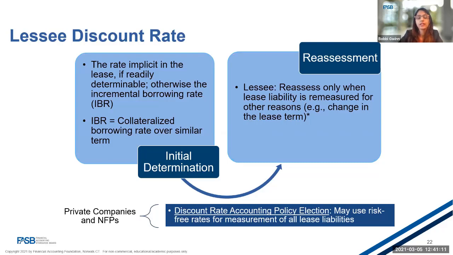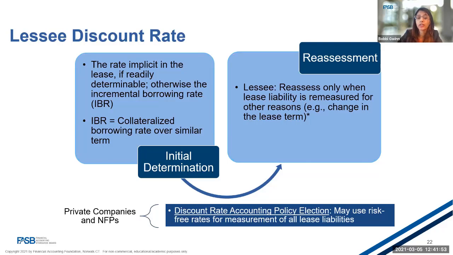The definition of IBR has changed in 842. It requires a lessee to use a collateralized borrowing rate. It's defined as the rate of interest that a lessee would have to pay to borrow on a collateralized basis over a similar term, an amount equal to the lease payments in a similar economic environment. So the requirement to use a collateralized borrowing rate is a new requirement. The previous definition required a lessee to use the rate that the lessee would have incurred to borrow over a similar term the funds necessary to purchase the leased asset.